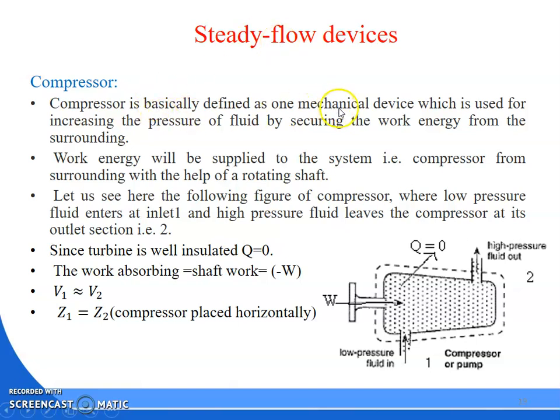The compressor is basically defined as the mechanical device which is used to increase the pressure of a fluid by securing the work energy from the surroundings. It will take work energy from the surroundings and increase the pressure of the fluid. If the compressor is a system, then you have to give work to the system. So work done on the system is which work? Negative work. Work energy will be supplied to the system, that is the compressor, from the surroundings with the help of a rotating shaft.